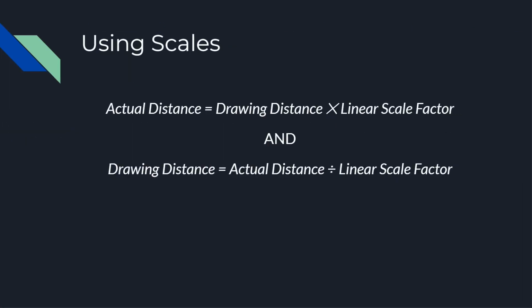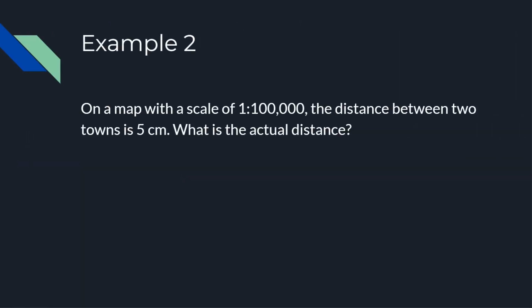All right, so to summarize what we learned previously from the example, depending on what you need, you can either multiply or divide by the scale factor to find the actual distance or the drawing distance. On a map with a scale of 1 to 100,000, the distance between two towns is 5 centimeters. What is the actual distance?